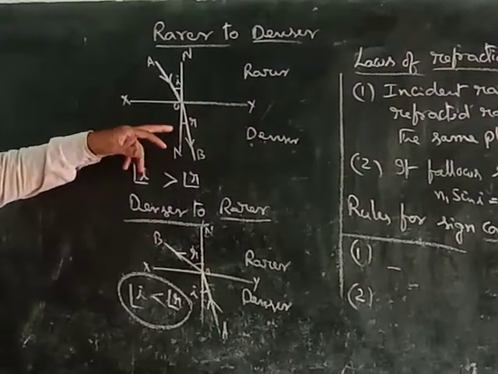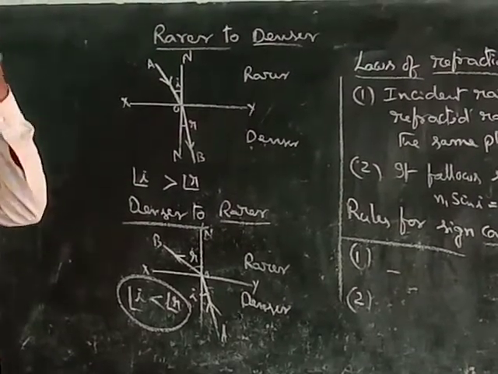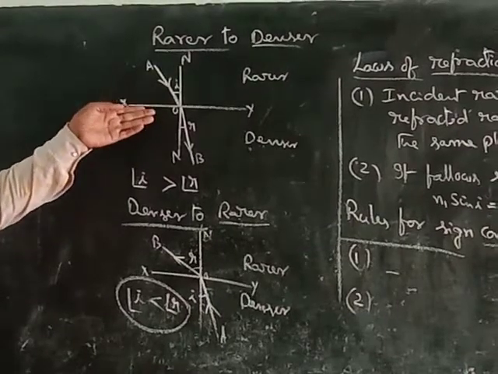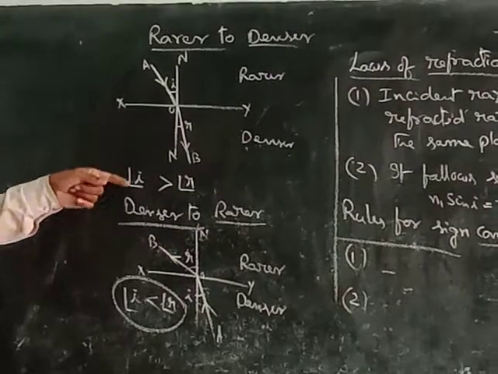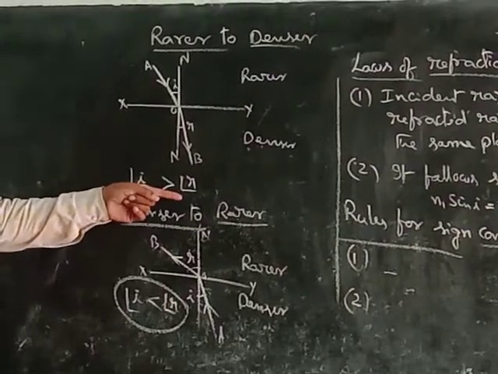Why it moves towards the normal: in the denser medium, the velocity of light decreases due to the higher density of the medium. In this case, angle of incidence is greater than angle of refraction.